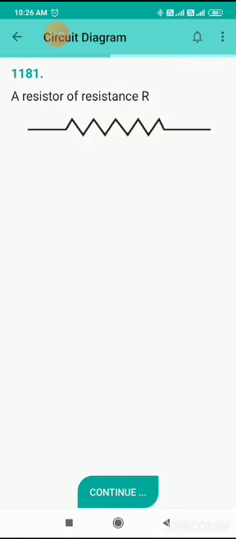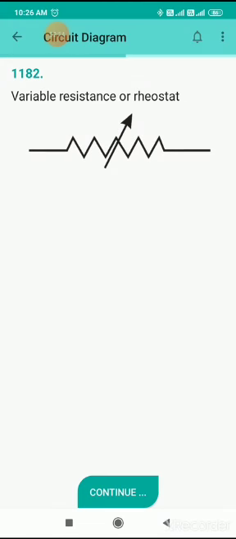This is a resistor of resistance R. Every device is a resistor and has the capacity to resist electric current. So that is a resistor. Every resistor has different resistance. So this is the representation of a resistor with resistance R.